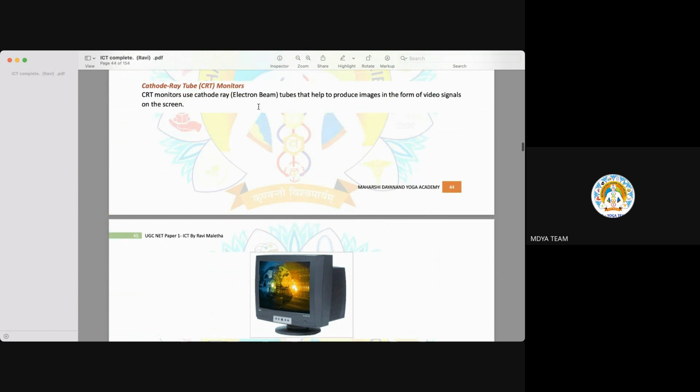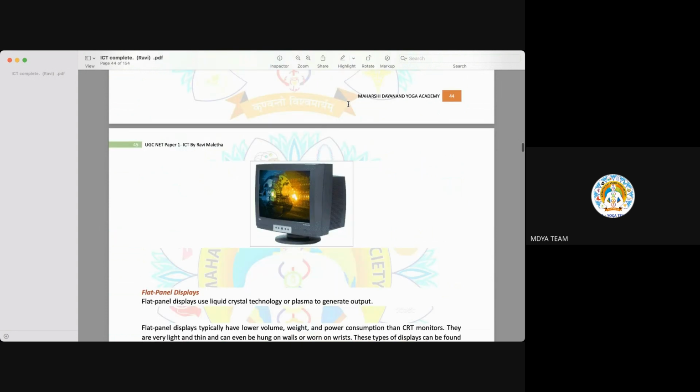where this electron beam, the cathode ray, that is the negatively charged electron beam tube, because through this tube the beam scans every single pixel here, and then lights it up accordingly to the input, so the picture displays on your screen. So it helps to produce images in the form of video signals on the screen.